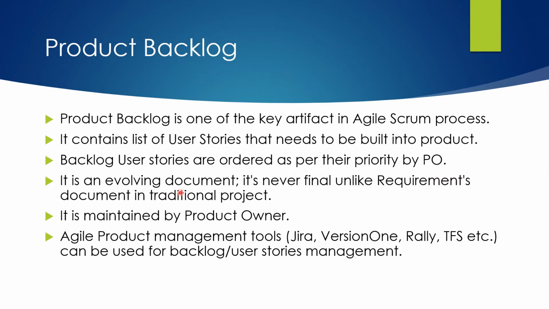Now the backlog is an evolving document. It is never final, unlike the requirements document that we have seen in a traditional project. We all are aware that in a traditional project we need to have a requirements document approved or signed off first before we start the design or even the implementation or coding. But in the case of the Scrum process, the backlog is an evolving document. That simply means that it will have a set of ready stories which can be given to the team for development, while the product owner and his team work on the next set of user stories or next set of features.